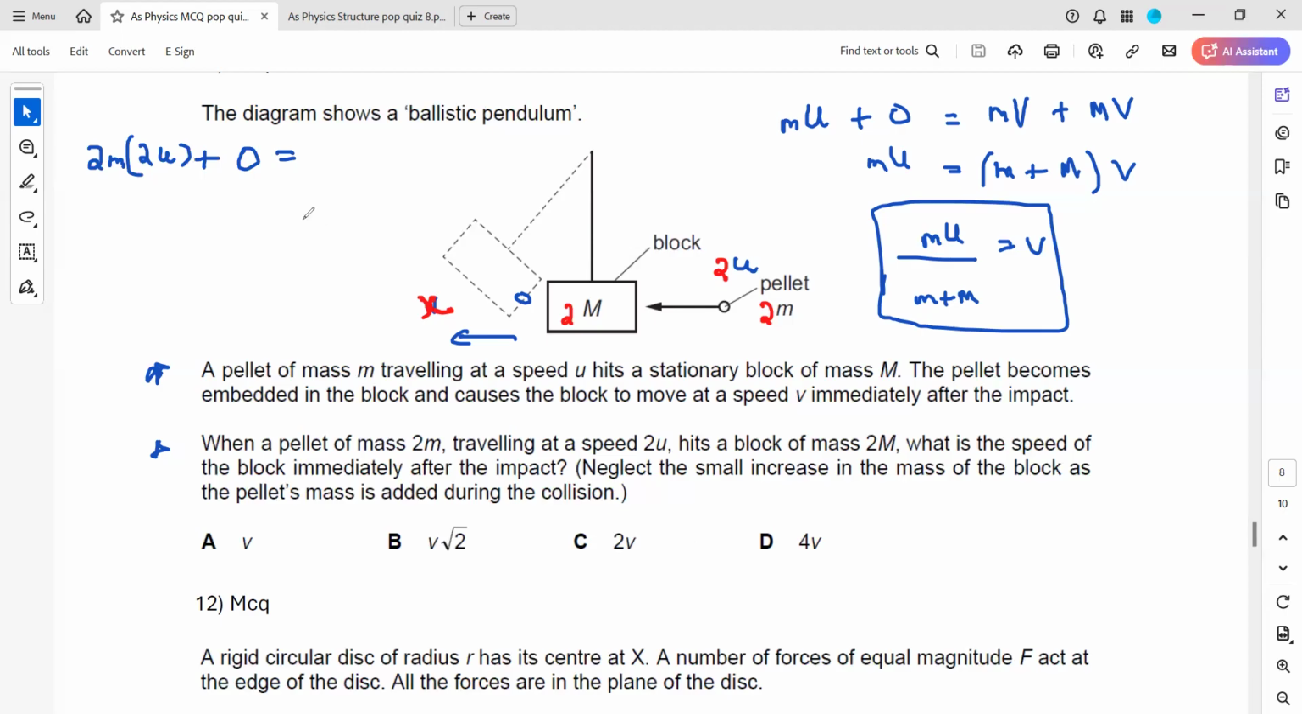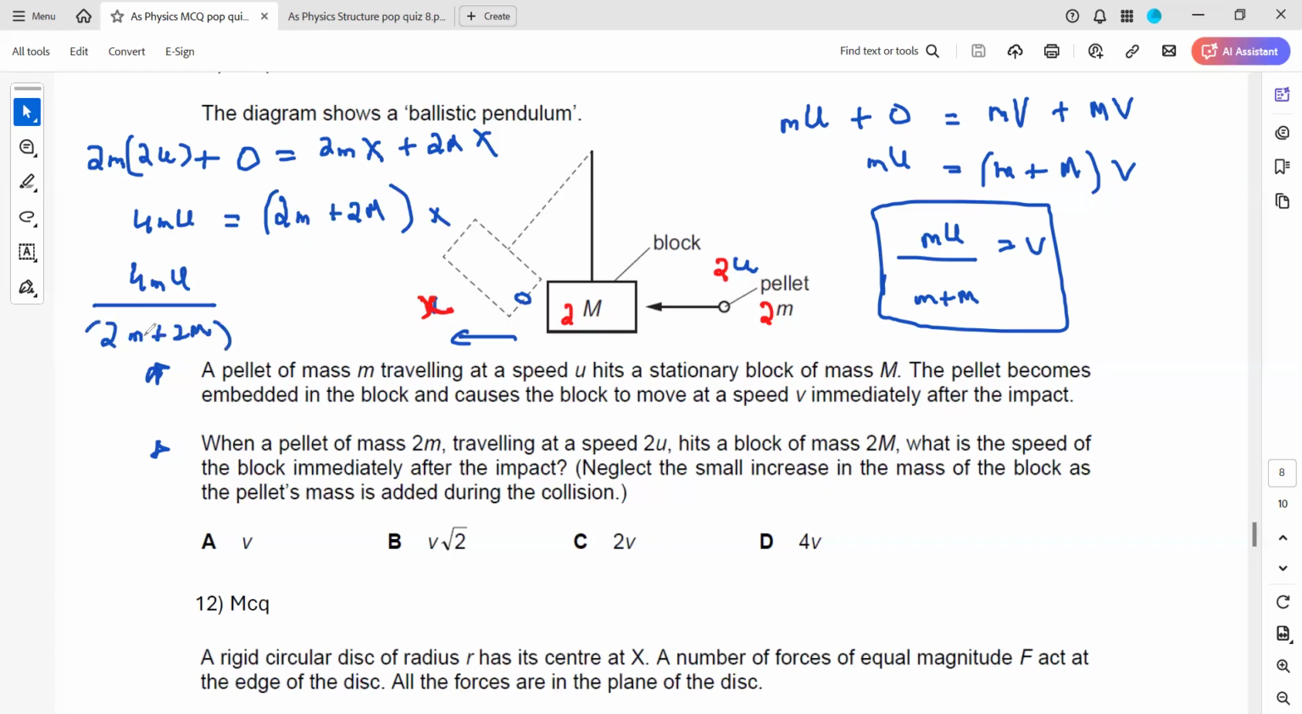So we can say the mass will be 2m, this new speed is x, plus the mass 2M and the speed is also x because they stick together. Now we simplify, this will be 4mu. If we take x common, it will be 2m plus 2 capital M into x. This will go there in division. So 4mu divided by 2m plus 2 capital M. That is x.